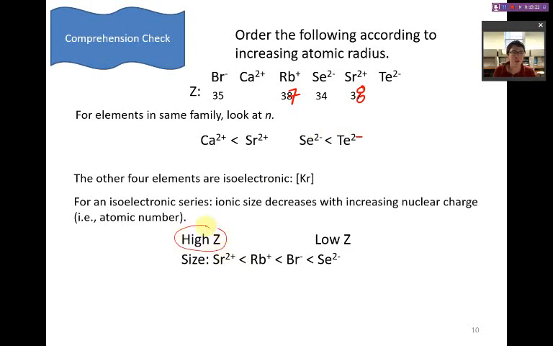High number of protons means smaller elements. Strontium has the highest number of protons, therefore it pulls in those electrons closer to the nucleus. Selenium has the fewest number of protons for the given number of electrons, therefore those electrons are not held as tightly and they repel each other more.